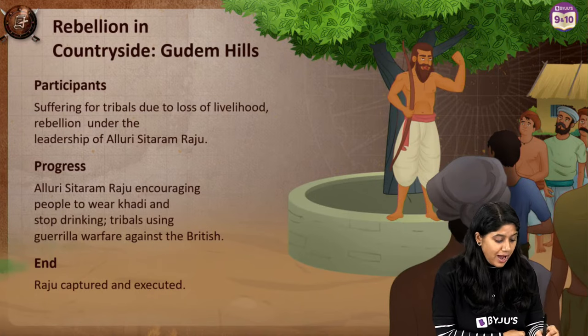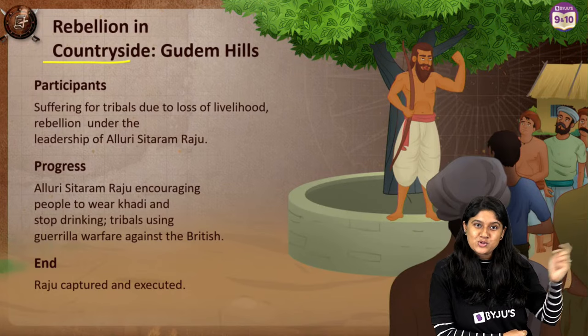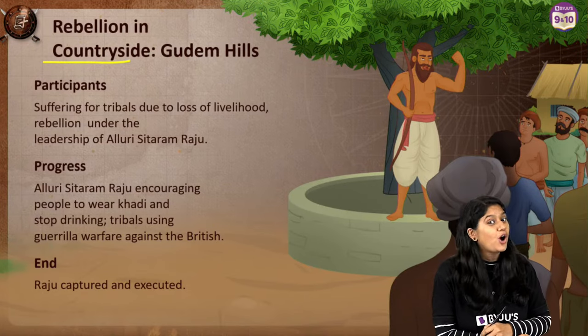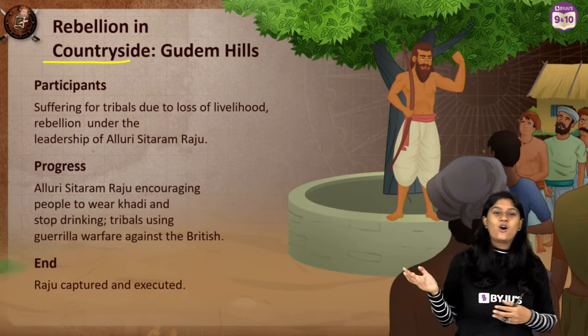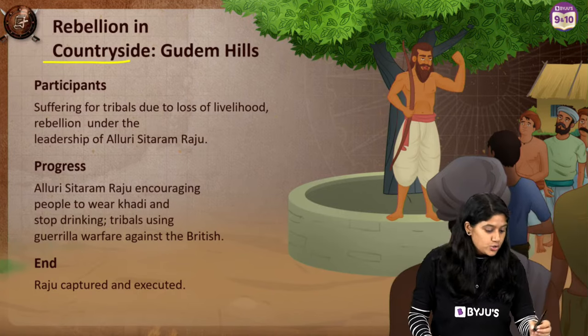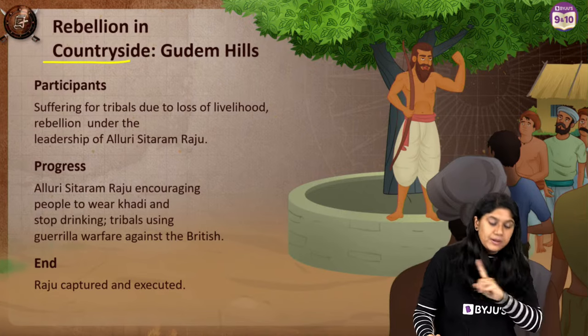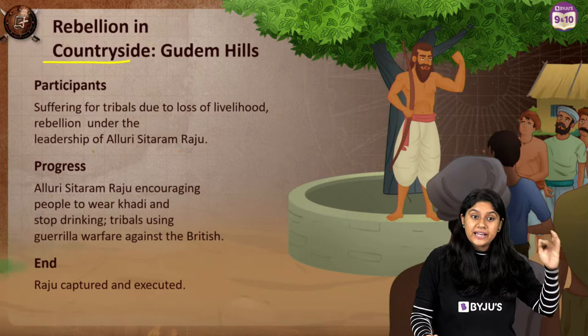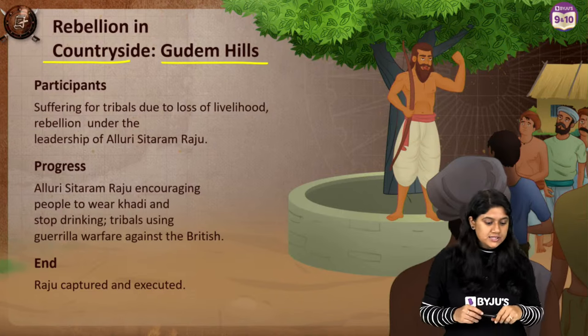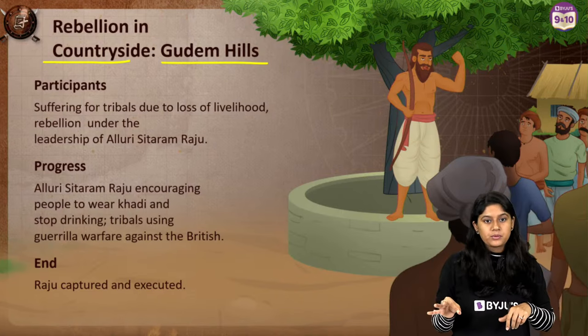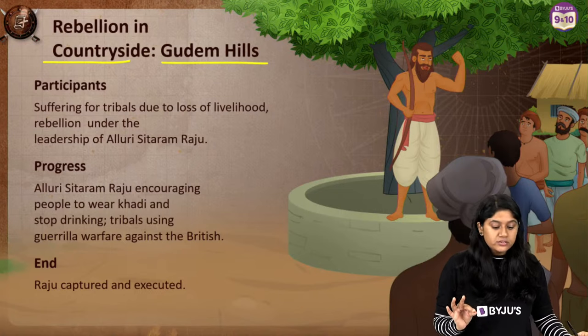Chaliye. So now we will be discussing another place in Andhra Pradesh, and I'm sure you have all seen the movie also. We have the Oscars for this, right? Yes. So we have the rebel which was happening in the countryside, right? And we have it in the Godavari Hills, which is there in Andhra Pradesh.